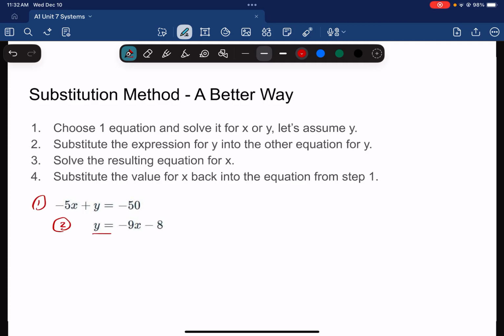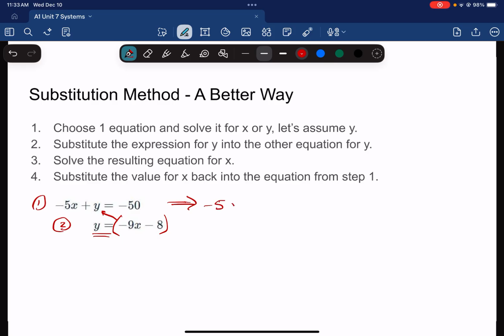If you look at these two equations, one of them is already solved for y. So I don't have to do step one. That's already done. Now the second part is the substitution step. You have just found a replacement for y. So y is the full-time teacher in the room, and negative 9x minus 8 is the substitute. So you're simply going to replace y with negative 9x minus 8 in this first equation. That's the substitution step.